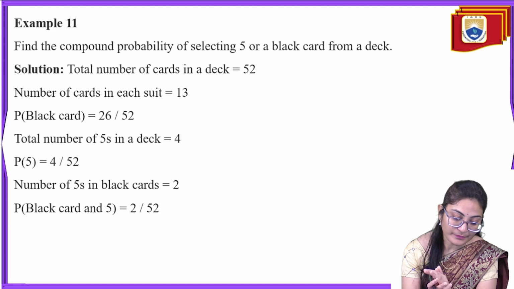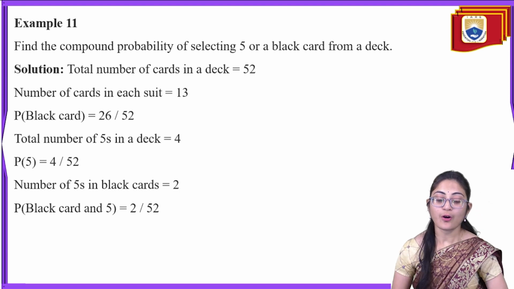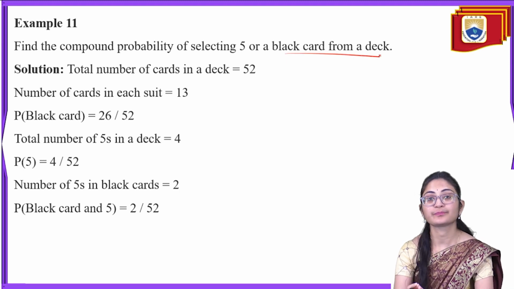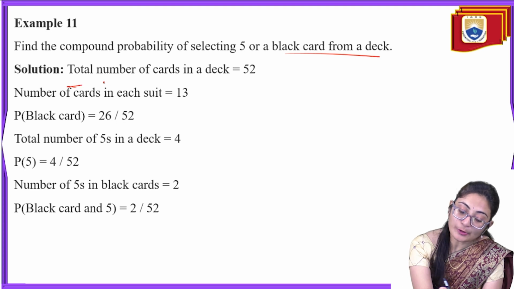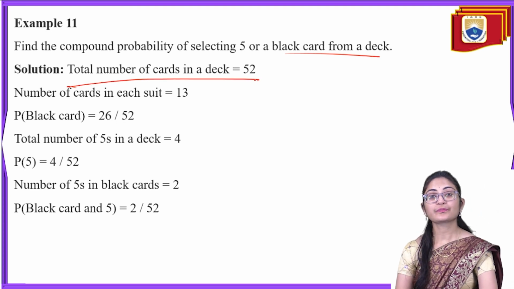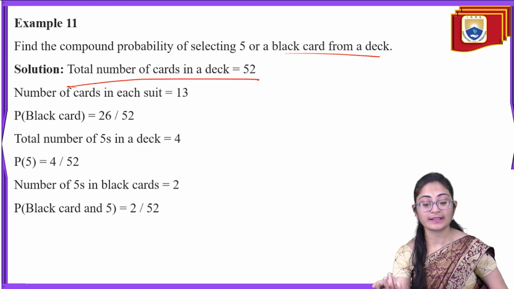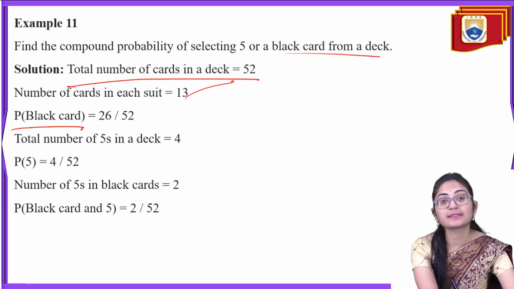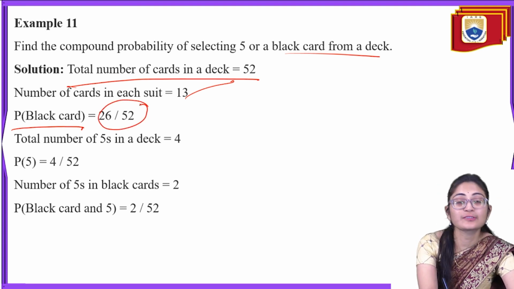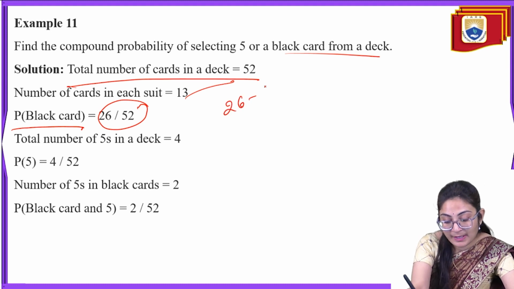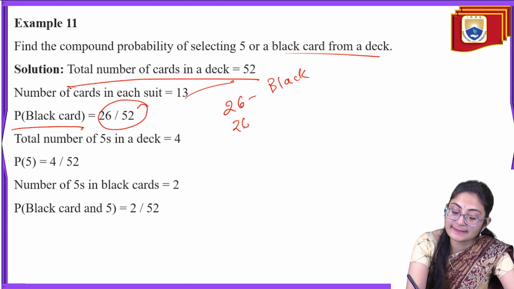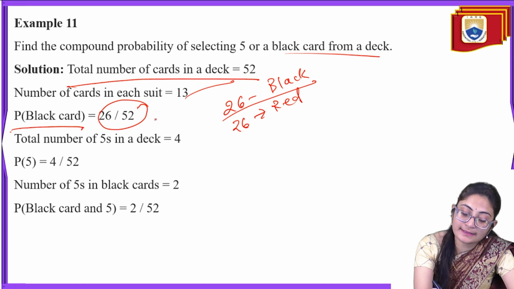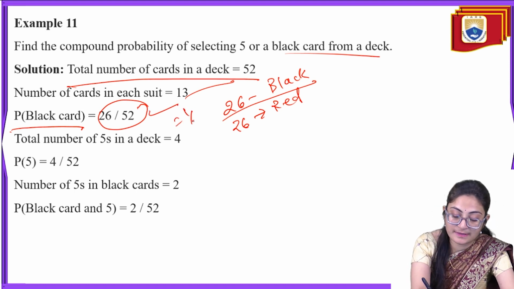Now next question is: find the compound probability of selecting a 5 or a black card from the deck. Total number of cards in a deck is 52, and the number of cards in each suit is 13. P of black card, that is probability of black card, is 26 by 52. We have 26 black cards and 26 red cards. Now probability of the black card is 26 by 52, that is, we can consider 1 by 2.